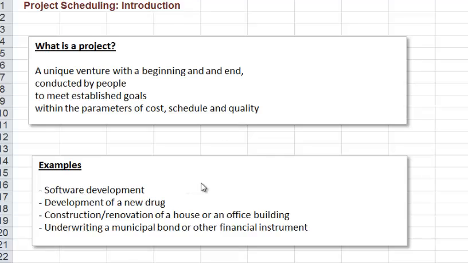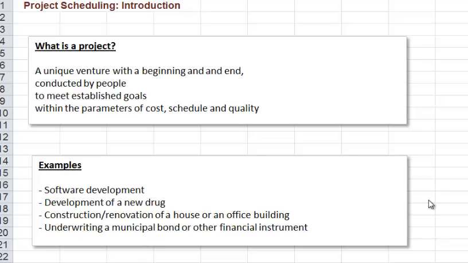Here are some examples of projects. Software development, like coming up with a new software or a new version of Microsoft Office, or developing a new drug that will help people with high blood pressure, or construction or renovation of a building, or underwriting a municipal bond, or other financial instruments like that.